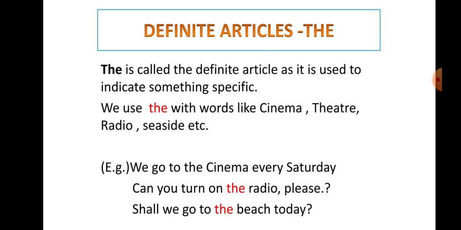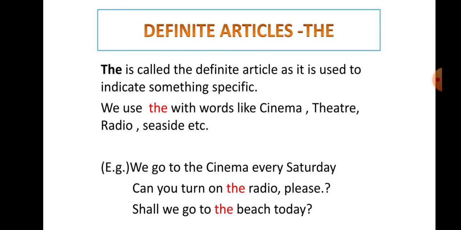It is used when you are talking about a person or thing in particular. When you are specifically talking about something or someone, that time you use the, and it is known to be a definite article. Now for example, we use the with words like cinema, theater, radio. Example has been given to you over here. Can you turn the radio please? Shall we go to the beach today?